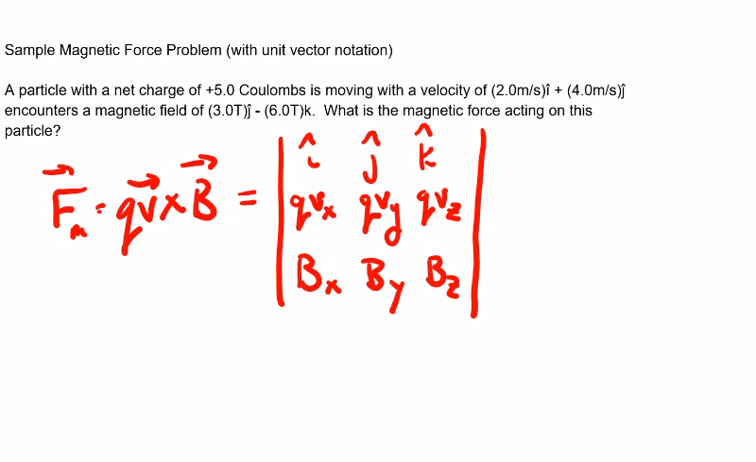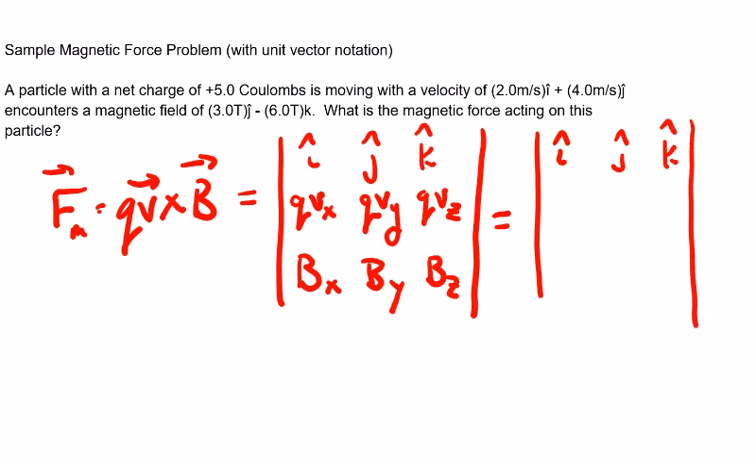Now, I actually know those numbers, so let's go ahead and put them in. So we have I, J, K. The top is always the 3 unit vectors we have in the x, y, z direction. So Q times Vx: I'm going to take 5 times 2, so I'm just going to put 10 in here. I'm not going to put the unit with it. We know that the force is going to be in newtons, so we'll solve that later. The J is going to be the 4 times 5, so that's 20. And the K is 0. There is no K. Then we'll come down here and do the B's.